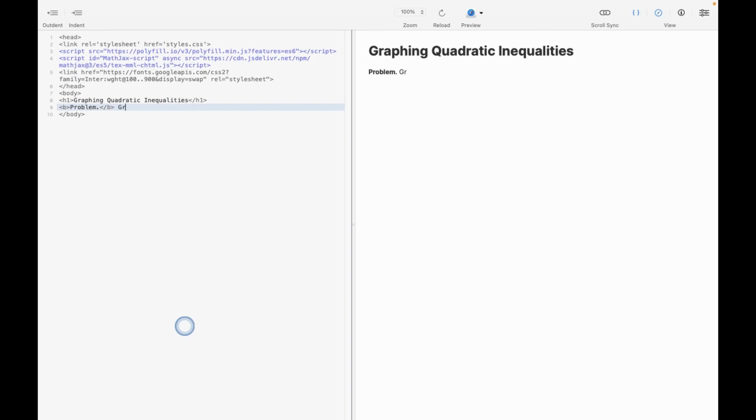All right, so let's talk about graphing quadratic inequalities. Suppose we're tasked with graphing the quadratic inequality x squared plus x is less than or equal to 2 times y plus 1.